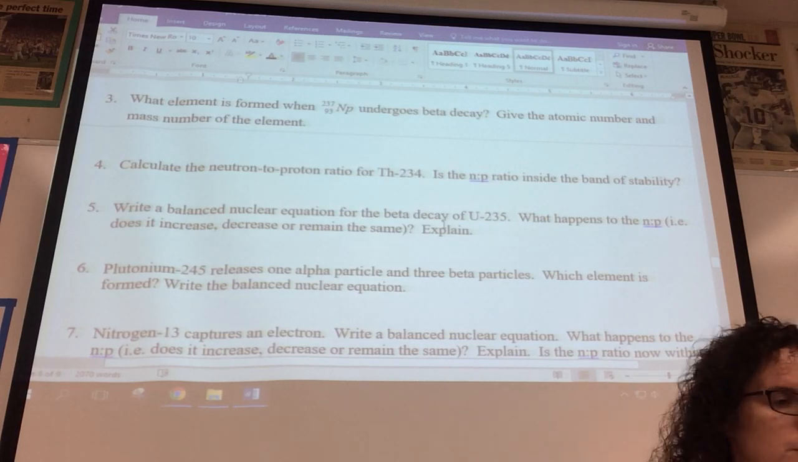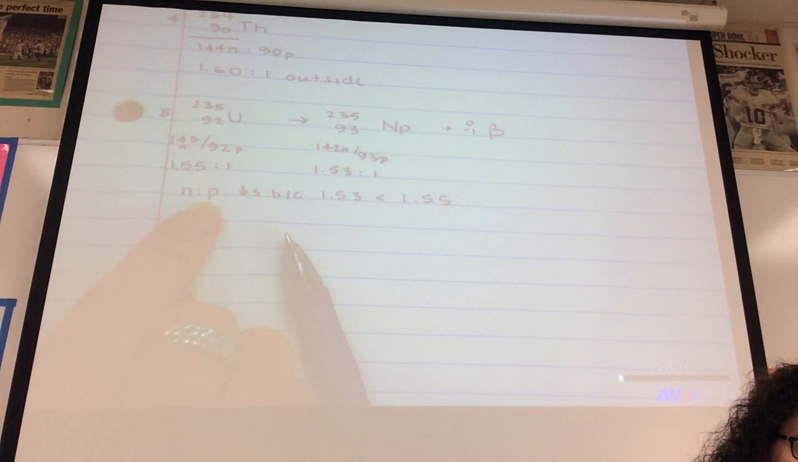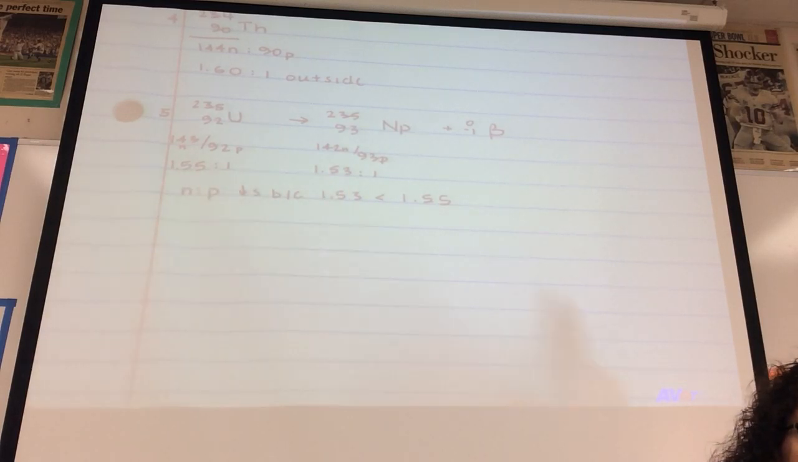What'd you get? 1.55 to 1. So the neutron to proton ratio decreases because 1.53 is less than 1.55, right? And so if it continued to emit beta particles, you would expect that the neutron to proton ratio would decrease more and more until it was within the band of stability. So with beta emission, you will get a decrease in the neutron to proton ratio.